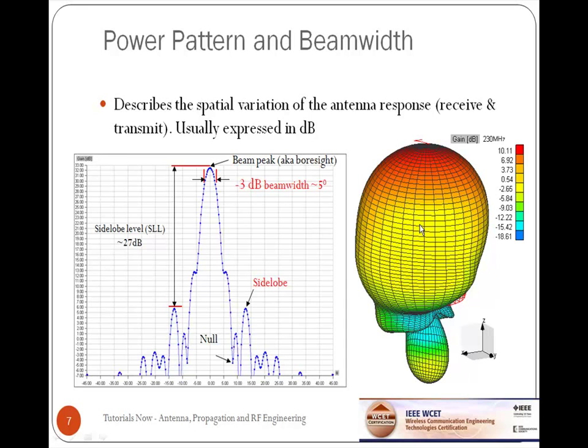One can also depict the power patterns in three dimensions. And in this case, the power pattern or gain is expressed in dB and at a particular frequency such as 230 megahertz. And the colors are used to shade the volume, the gain of the antenna at certain positions in three-dimensional coordinate systems.